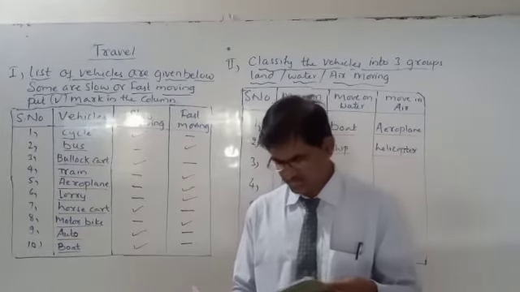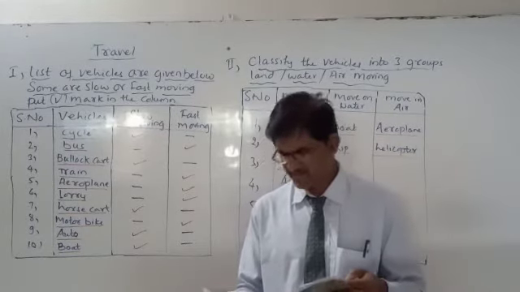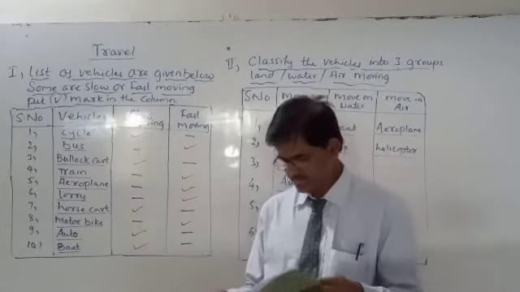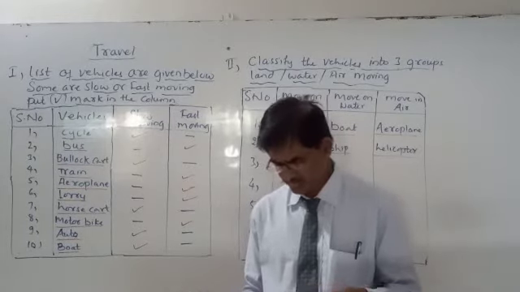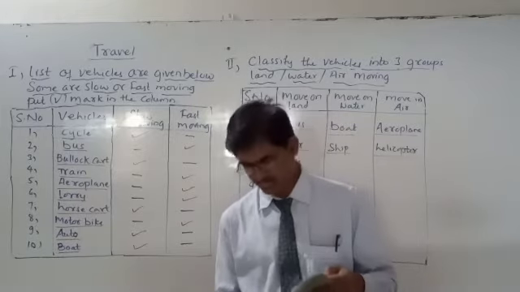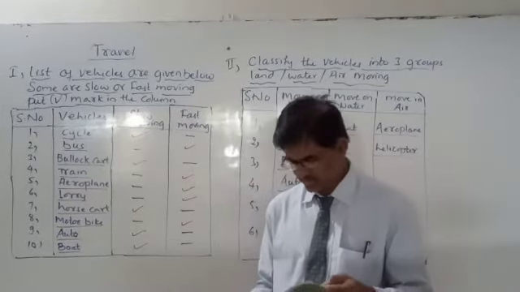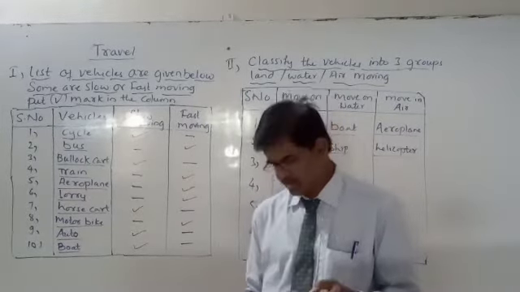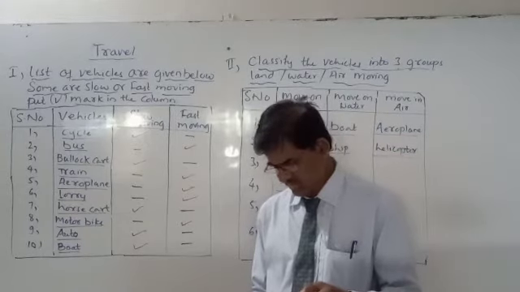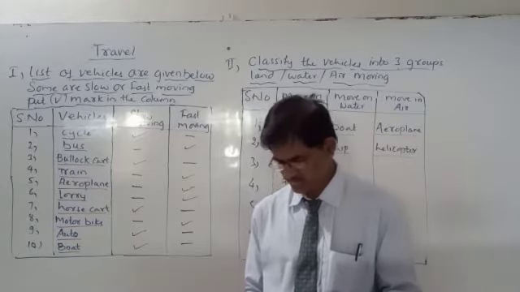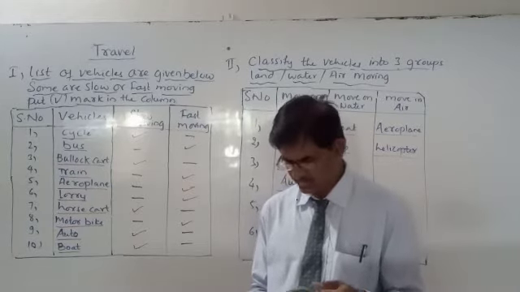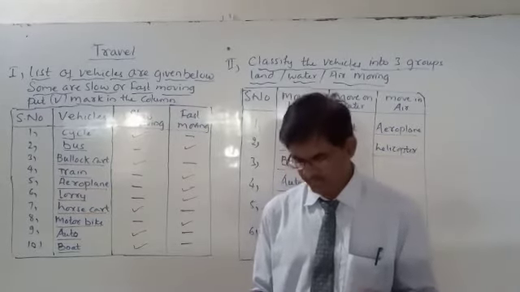So, the system of vehicles that move on the land is land transport. Vehicles that move on the water are water transport. Vehicles that move in the air are air transport. Understood? Land transport, water transport, and air transport are the three types of transport.